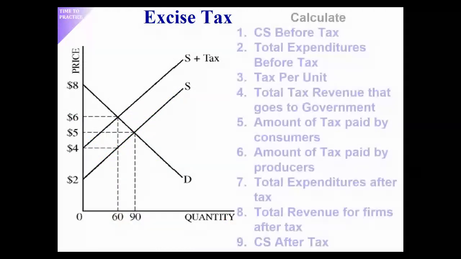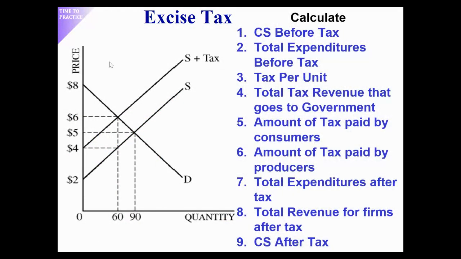Let's take a look at this one here. Consumer surplus before taxes. Let me get my pen over here. That would put us right here. So if you want to pause it and take a look, consumer surplus here would be 8 minus 5 is 3. 3 times 90 is 270, and 1/2 of 270 is 135, right?